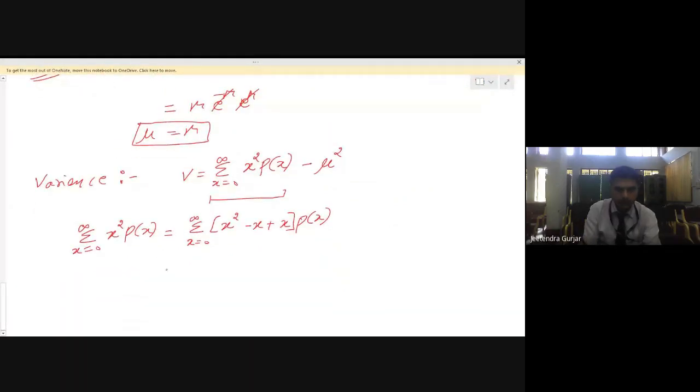So just what will be the simplification? This is equal to summation x 0 to infinity, and if you take common x from both, x minus 1 will remain here, plus x will remain, p of x as it is. Simplify further.